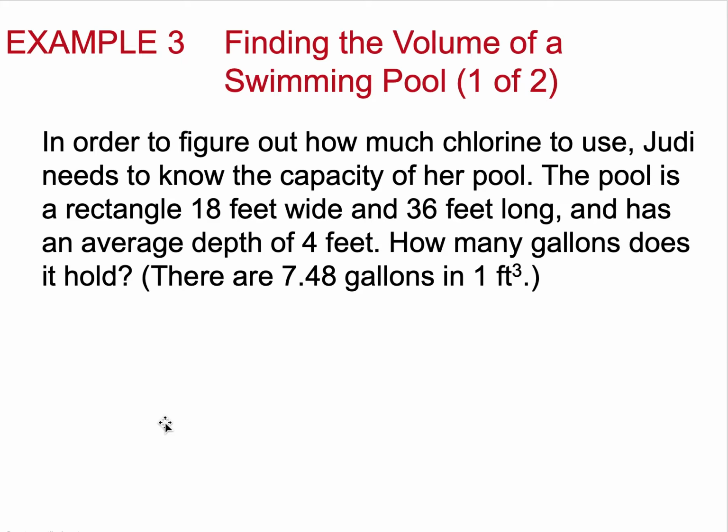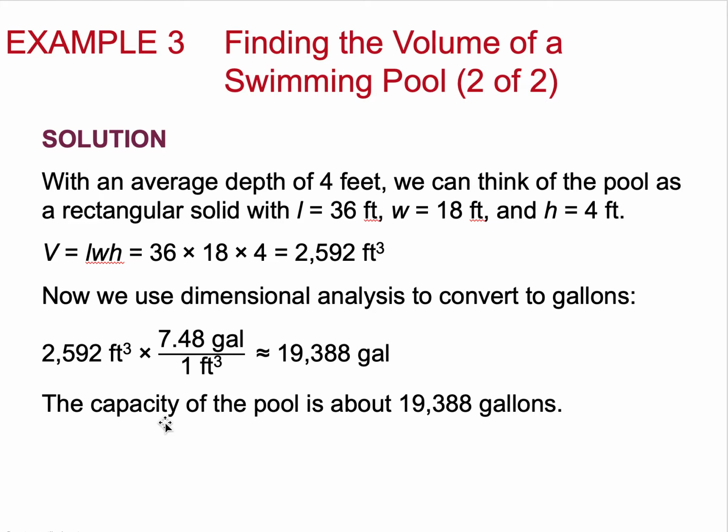If you're finding the volume of a pool, we're going to assume the pool is probably rectangular. It's 18 feet wide by 36 feet long and has an average depth of 4 feet. Now it's asking me about gallons, and there are 7.48 gallons to 1 cubic foot. So if I find the volume in cubic feet by multiplying my dimensions, then I take those cubic feet and convert them to gallons.